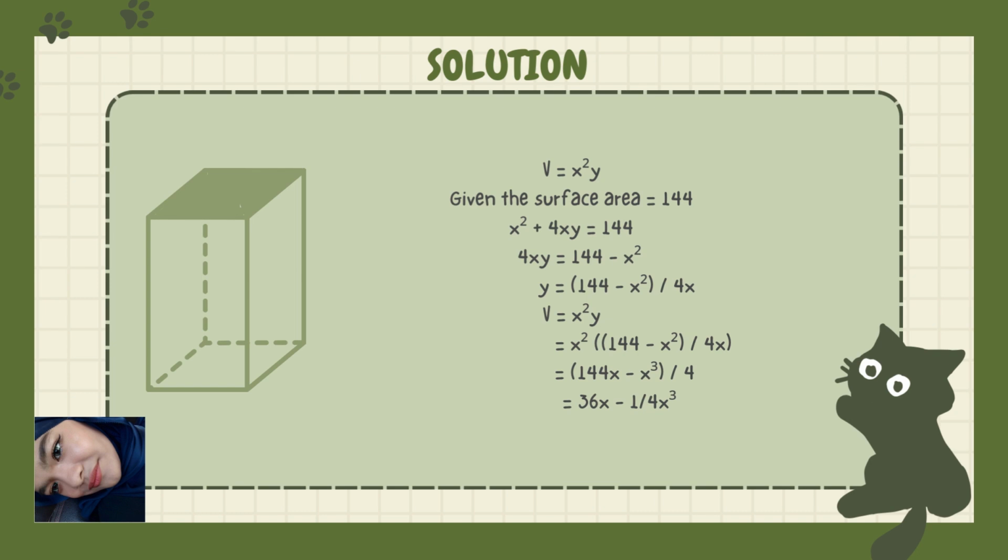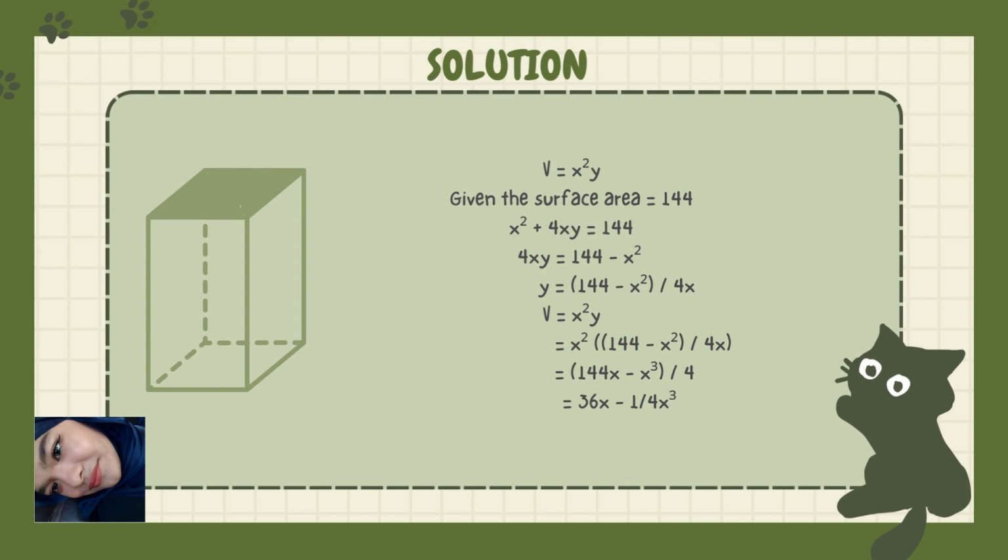From the surface area equation, isolate 4xy to get 4xy equal to 144 minus x squared. Dividing both sides by 4x, we then find y as a function of x, which is y equal to (144 minus x squared) over 4x.